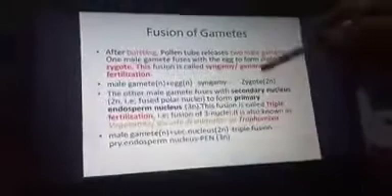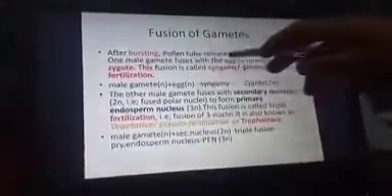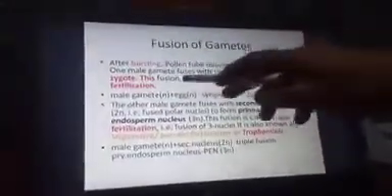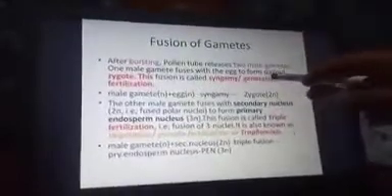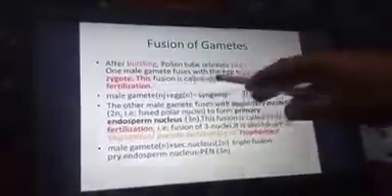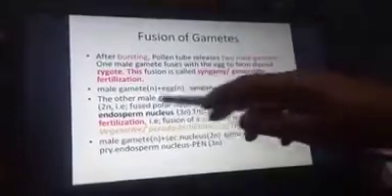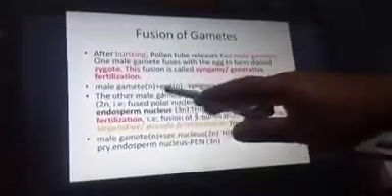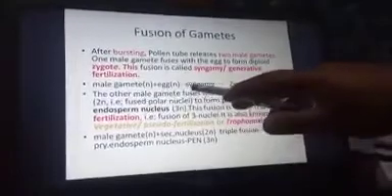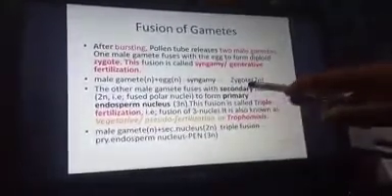Now the fusion of gametes. After bursting, the pollen tube releases two male gametes. One male gamete fuses with the egg to form a diploid zygote. This fusion is called syngamy or generative fertilization. Here the haploid male gamete fuses with the haploid egg. As a result of this, a diploid zygote is formed.